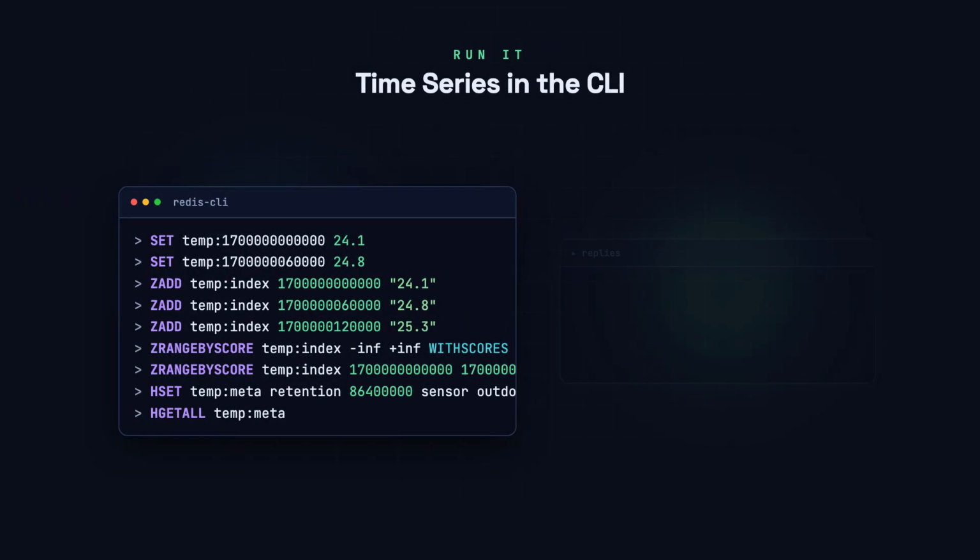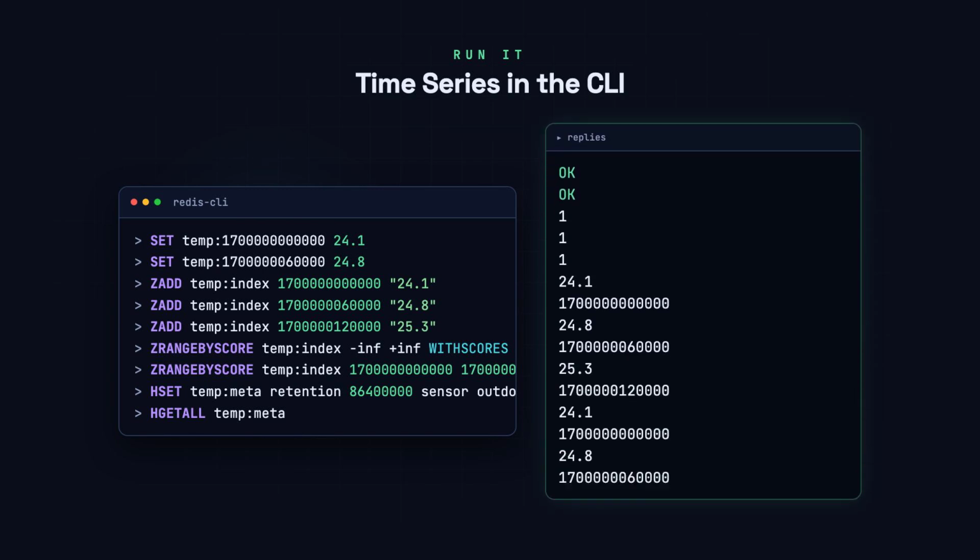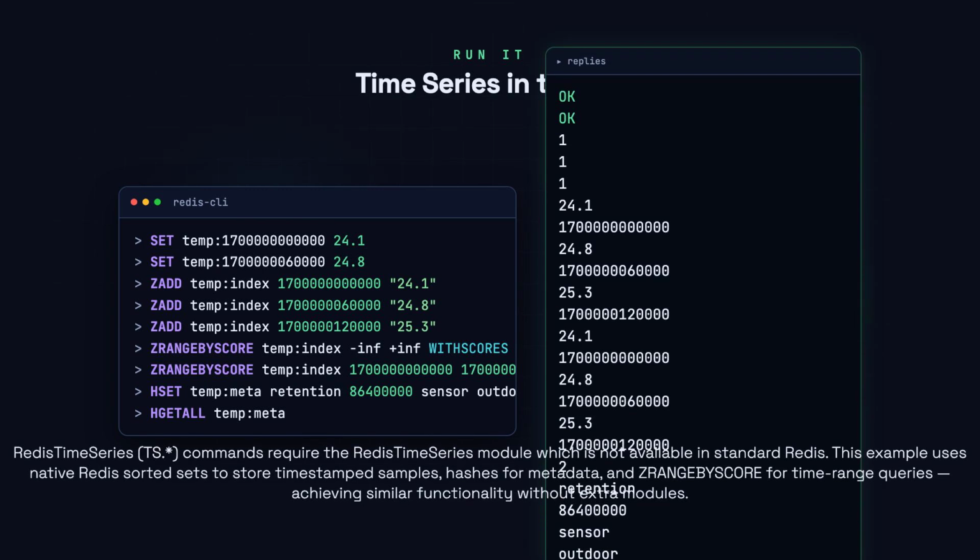TS.CREATE sets up the key with an optional retention window and labels. TS.ADD appends samples, pass * to let Redis timestamp for you. TS.RANGE queries with a time window, and TS.CREATERULE wires up live downsampling.